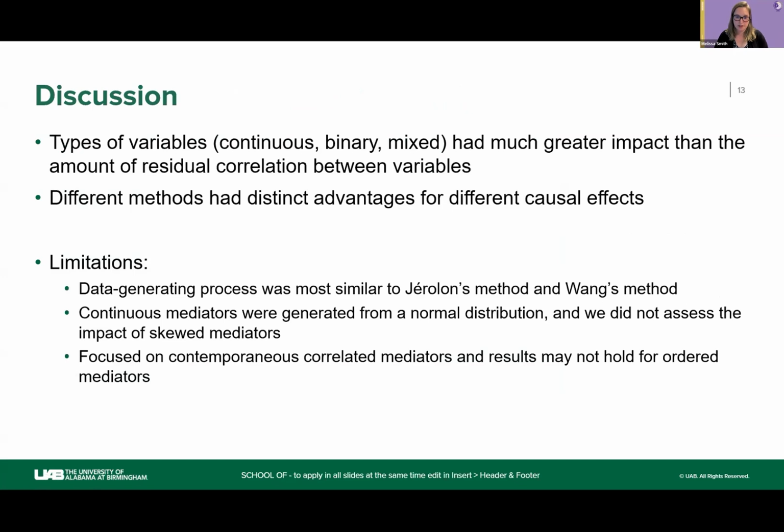And then there were a number of limitations, one of which is that the data generating process was most similar to Geralon and Wong's method, although surprisingly they had a fairly different performance, which was interesting. The continuous mediators were generated from a normal distribution, so we didn't look at skewed continuous mediators. And also these results are for contemporaneous correlated mediators, so they may not hold for ordered mediators, like something like diet later affecting BMI, and then maybe BMI affecting diet. But if there's an order, these results may not hold.